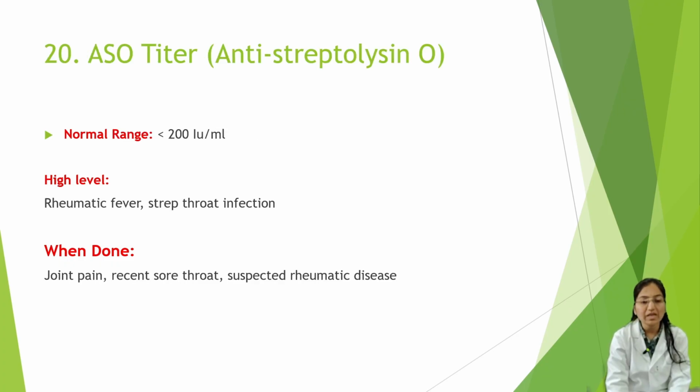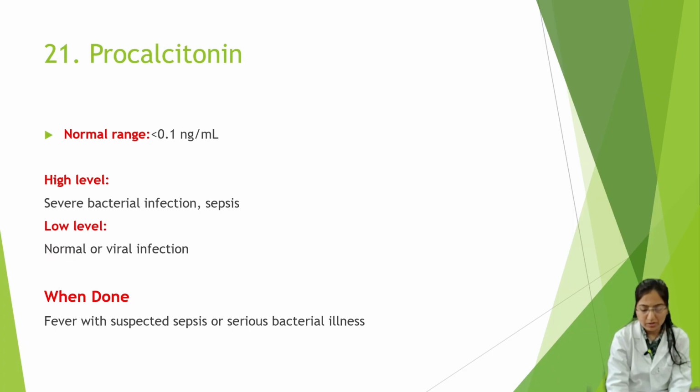Next, we'll see the ASO titer, that is anti-streptolysin O. This is in a normal range here, less than 200 IU per ml. If this level is increased, we can see rheumatic fever or strep throat infection. This test is done in the case of joint pain, recent sore throat, and suspected rheumatic disease.